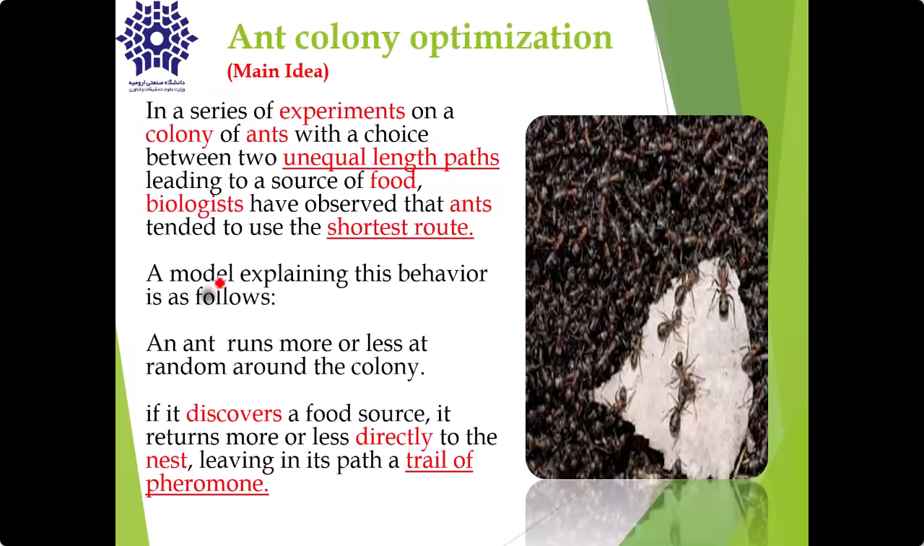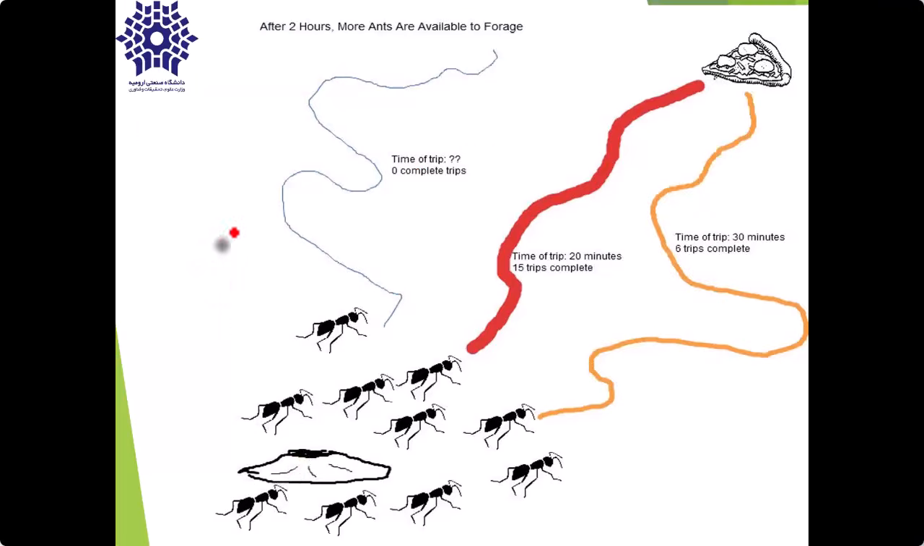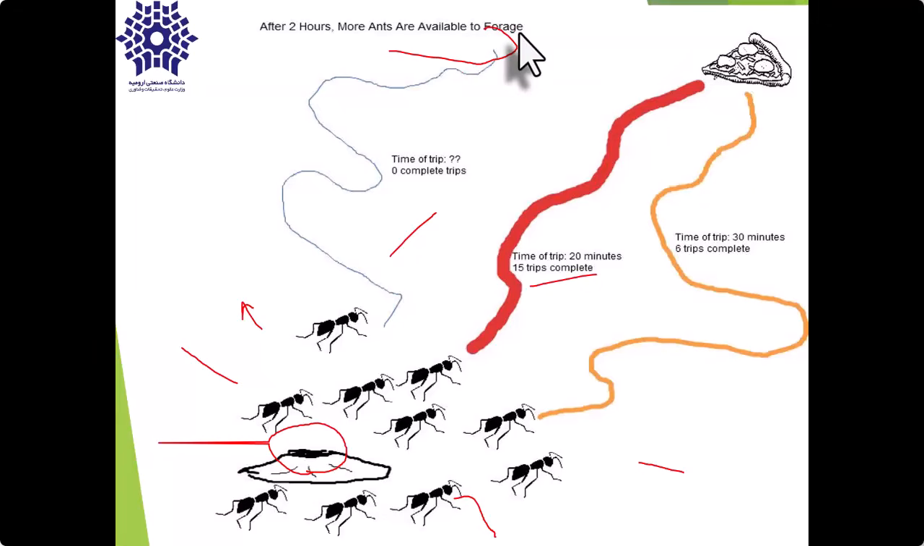In ant colony optimization, at first the ants go out from the nest and spread in many directions, in this side, this side, this side, every different location. So every ant travels by a different way. Some of them don't find any source of food, like this path. After 2 hours, fewer ants are available to forage on it because they cannot find any food. So nobody wants to travel on this path. But there is a source of food here.